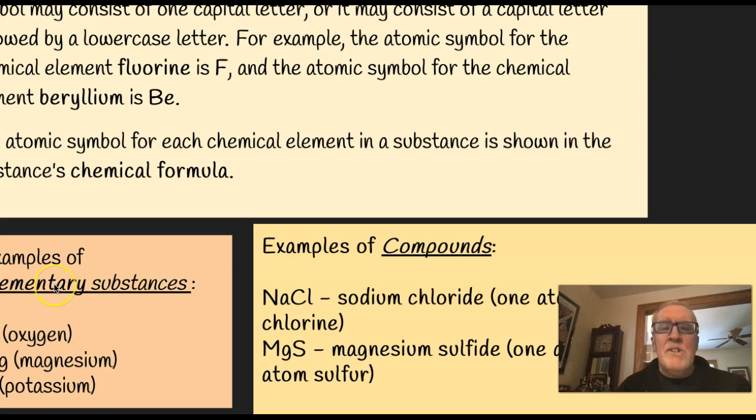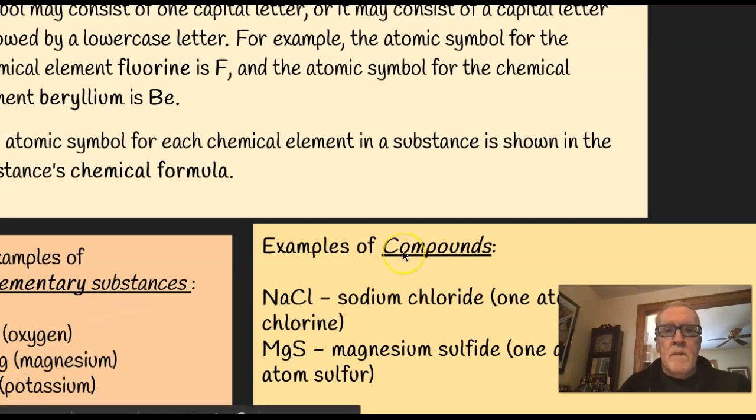So here's one clue. Examples of elementary substances. Now that means there's only one element. O, oxygen. That's it. There's only oxygen. Mg, magnesium. Only one element, magnesium. K, potassium. Again, it's an elementary substance because there's only one element.